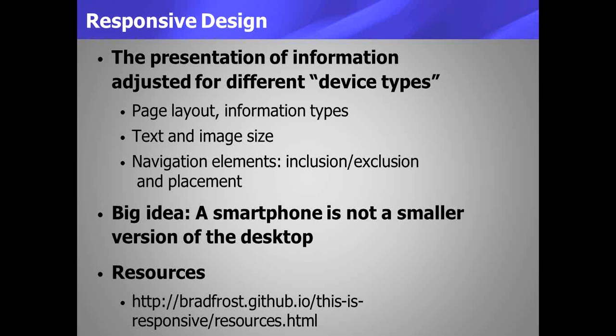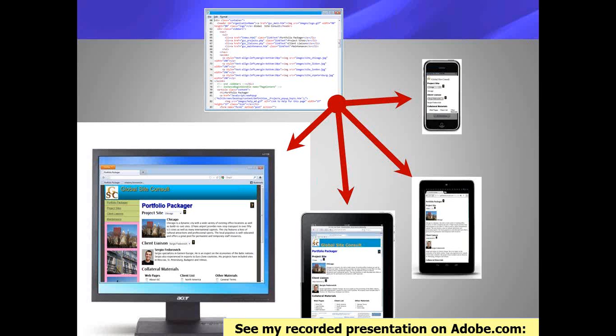And the single big idea, I think, in responsive design, especially related to small screen devices, is that a smartphone is not a smaller version of the desktop. And unfortunately, the way that a lot of our information that we develop ends up being published or delivered via small screen devices is just by pushing that information into a smaller space. And it's questionable whether or not that's actually effective.